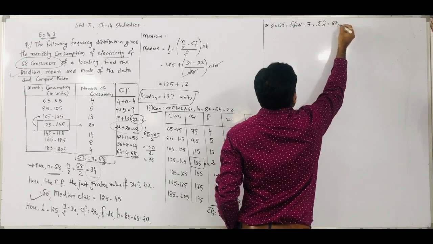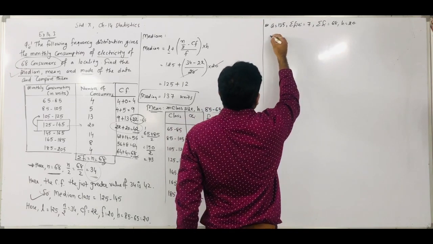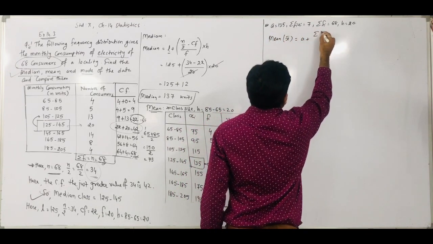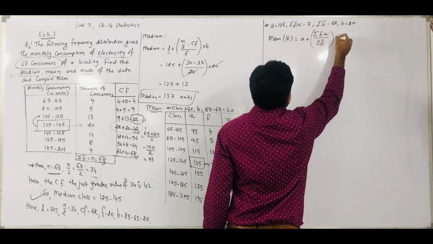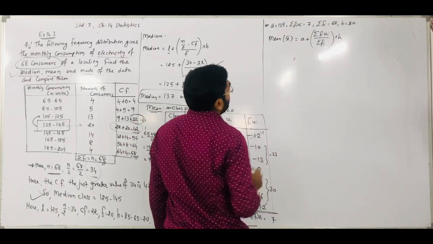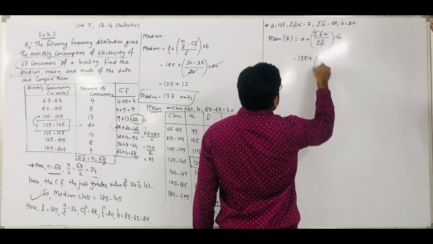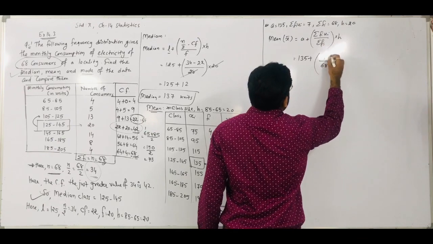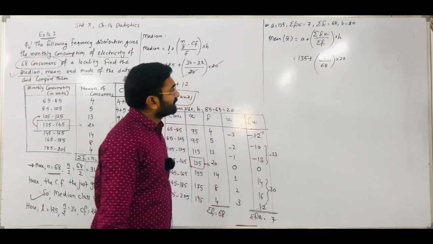And class size h is 20. The formula is A plus sigma fi ui upon sigma fi into h. Okay, so here we have the step deviation, so that is the step deviation formula. So 135 plus sigma fi ui is 7 divided by sigma fi is 68 into class size is 20. Right.